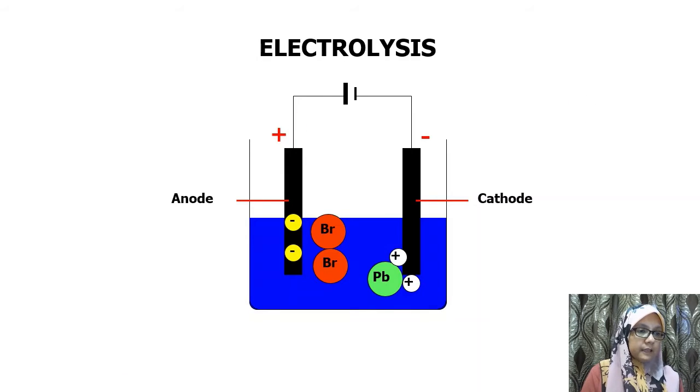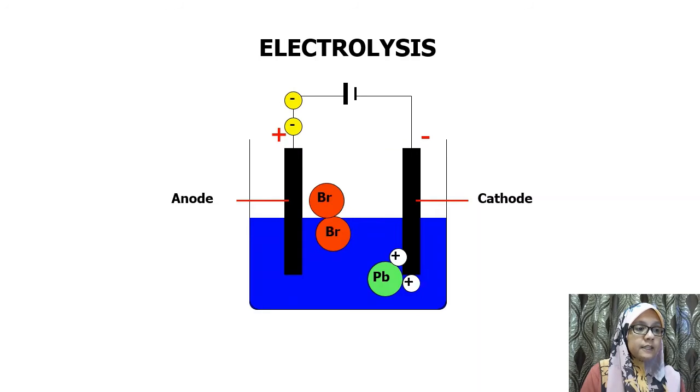Okay, and then the electron will move through the connecting wires. At the same time, we can see that the bromide ion here has become a bromine atom. Two bromine atoms combine to form a bromine molecule. Okay, so this molecule, we will have to see this apparatus setup first next.